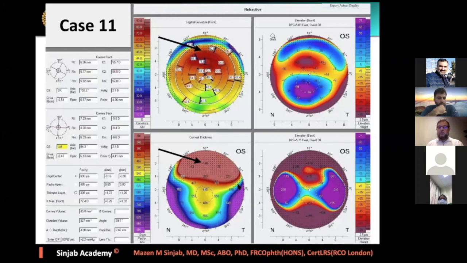Black dots mean that the computer is not able to give correct information about this area, and we call this extrapolation. So the computer will assume these values based on the neighborhood values. However, these values are not correct, so we cannot depend on them. Whenever you see any problem at the periphery of the cornea, whether it is superior, inferior, or nasal, you have to think about a pathology there. This patient had VKC, vernal keratoconjunctivitis.